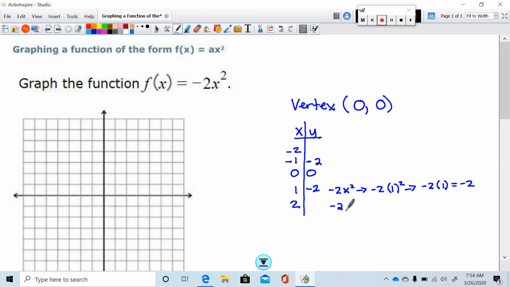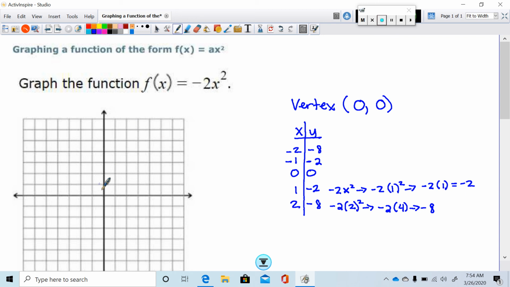The next one, -2 times 2 squared. Exponents first, so 2 times 2 is 4, and -2 times 4 is -8. Using symmetry, I put the -8 also with the -2. So those are the points that I want to graph.